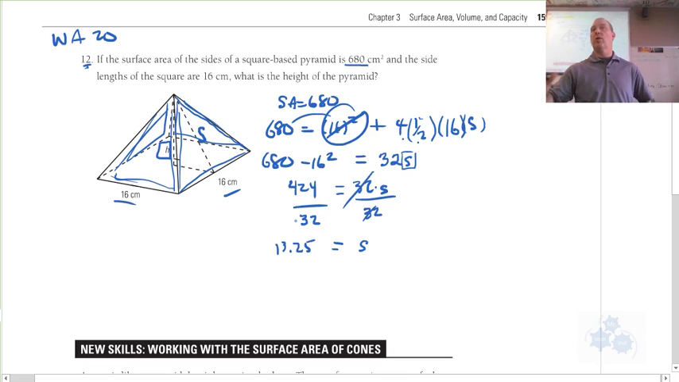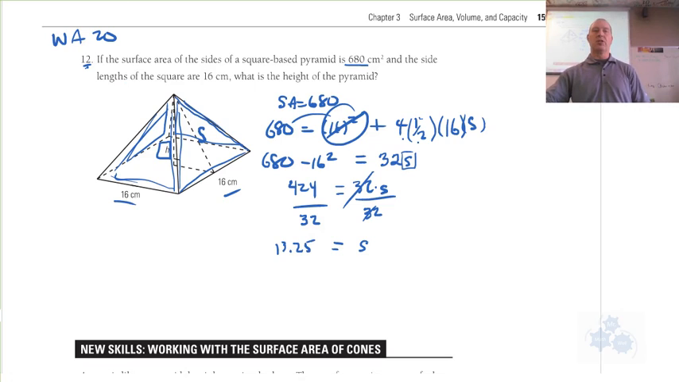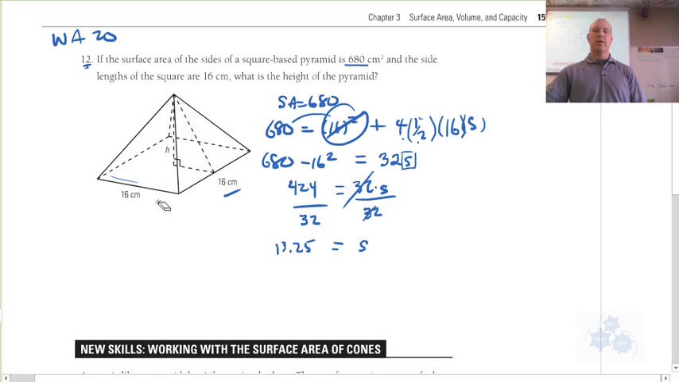Now we're getting close to what we're trying to find. We're actually trying to find h. So if I erase all this stuff here, I now have this length, and this length right here is part of a right triangle that has h in it, right? So this is 13.25. What is this length right here, from here to here? Yes, right, it's 8, because it's half of the side length.